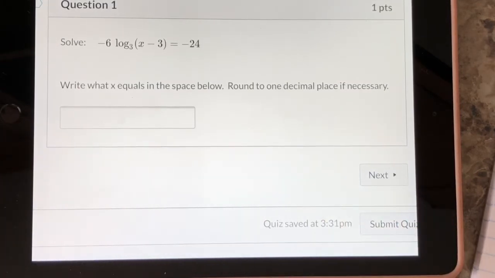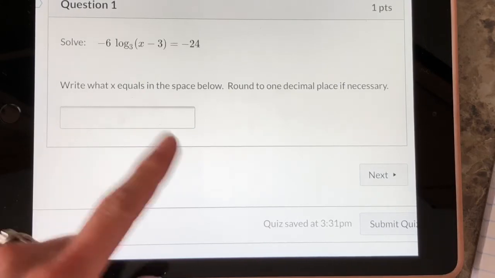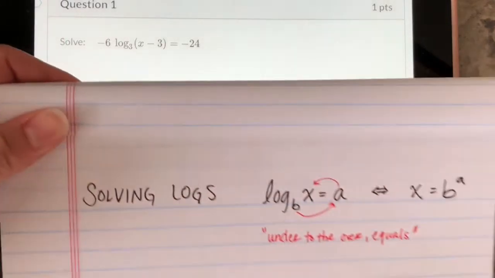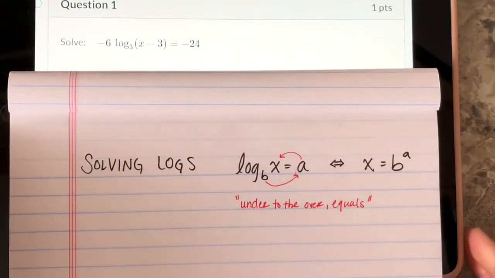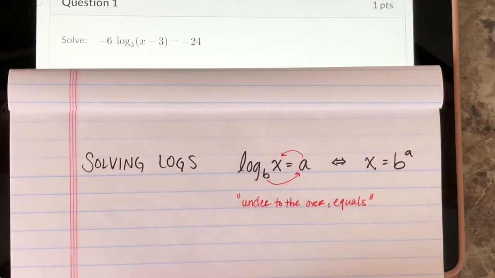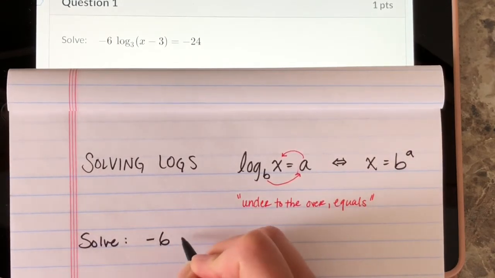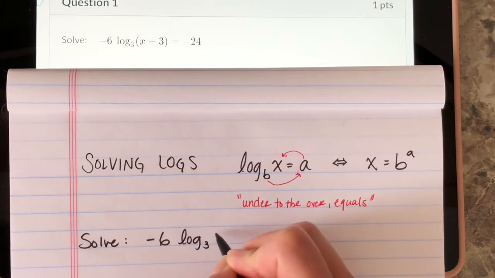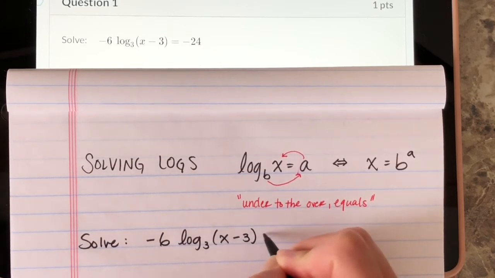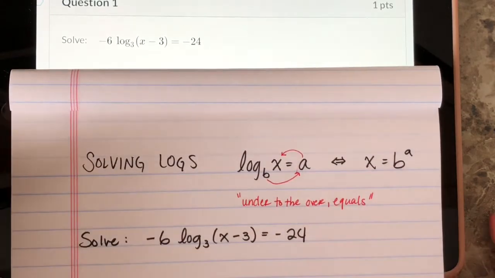All right, next up, I'm going to start doing some questions from the quiz, just because, like I said before, the more examples you get under your belt, the more comfortable you'll be solving logs. So go ahead and write this question down in your notebook, and I'm going to write it down in my notebook as well. So solve -6 log base 3 of x minus 3 equals -24.